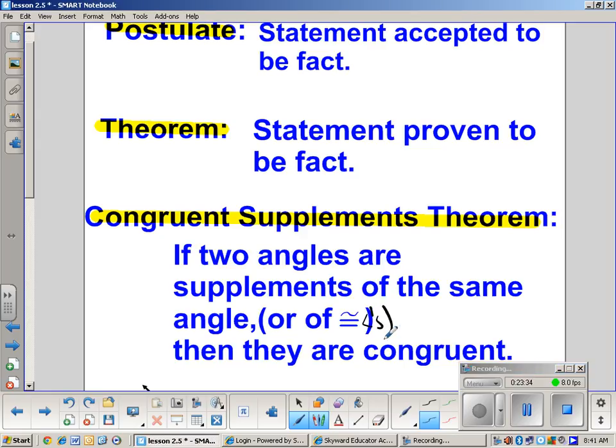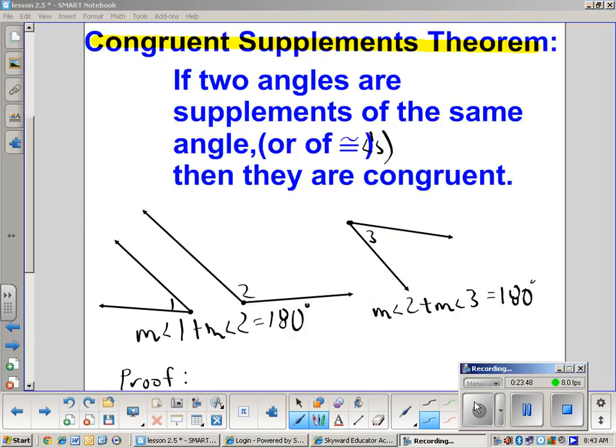It says if two angles are supplements of the same angle or of congruent angles, then they are congruent. That's what the congruent supplements theorem says. So this is my angle symbol. Well, angle symbol, apostrophe. In case you can't read my writing, it says measure of angle 1 plus measure angle 2 equals 180. This one says measure angle 2 plus measure angle 3 equals 180. In just a second we'll do a proof so you can copy that down.